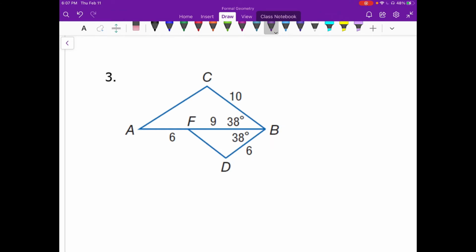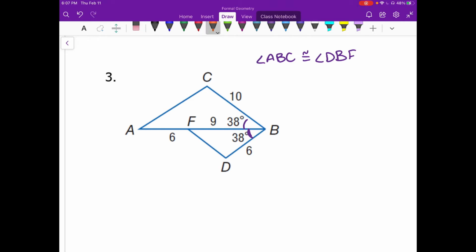Okay, number 3, let's break down some information. I've got two congruent angles, so angle ABC is congruent to angle DBF. Cool. So far, one congruent angle, great. I have a lot of measurements in here that I'm going to check and see if they are proportional. So if they're proportional, then I can prove using either side, side, side, or side, angle, side similarity.